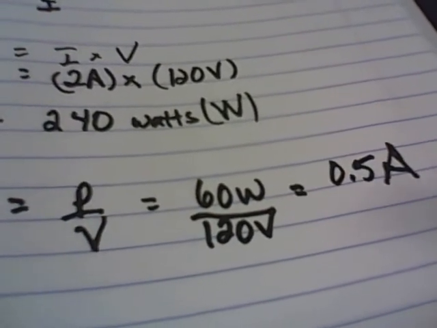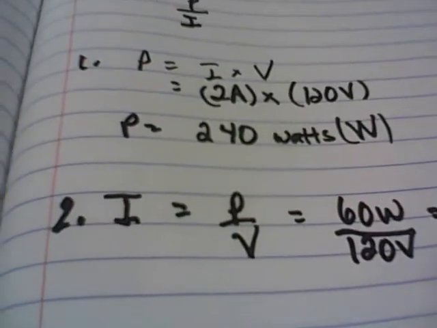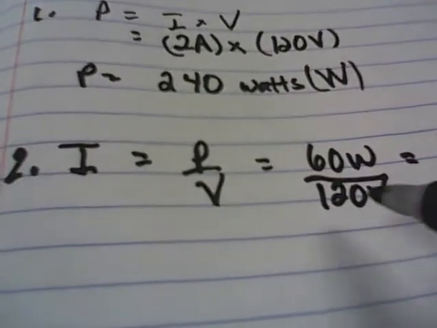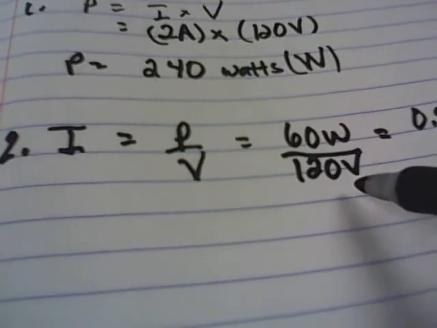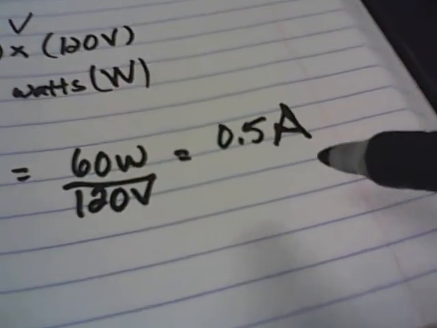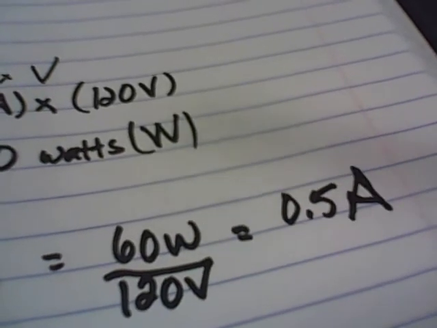I know, my A is funny. So 0.5 amps. So to find current, I is equal to P over V. For number two, it was 60 over 120, and therefore you have 0.5 amps.